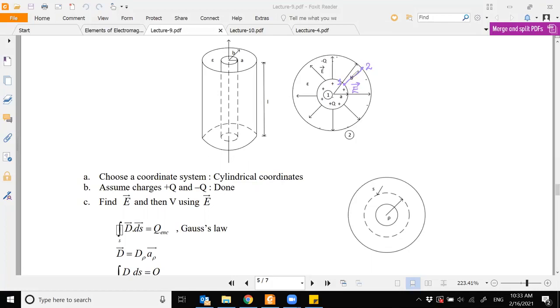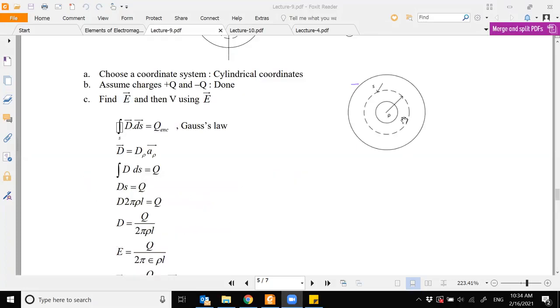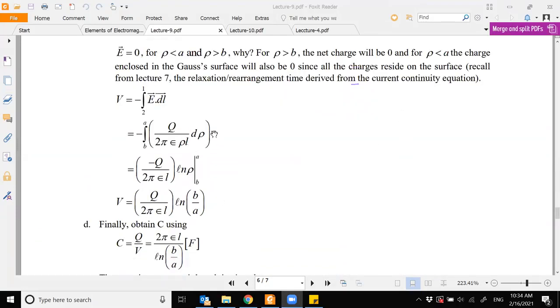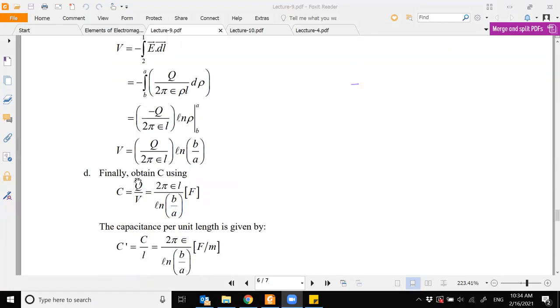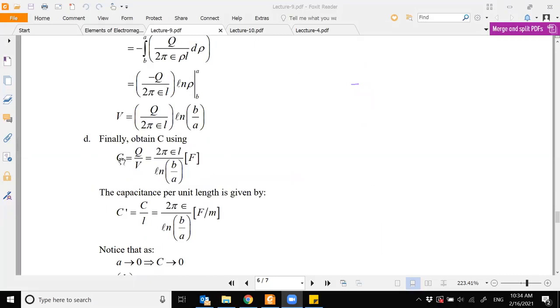So which direction is this line integral? This line integral is in the d rho direction, right? Because I am integrating from here to here. So this is my rho direction. So that's why for the line integral, this will become d rho. And now when you solve this, you will get the potential difference as Q over 2 pi epsilon L, ln of B over A, and the capacitance is 2 pi epsilon L over ln of B over A farad.